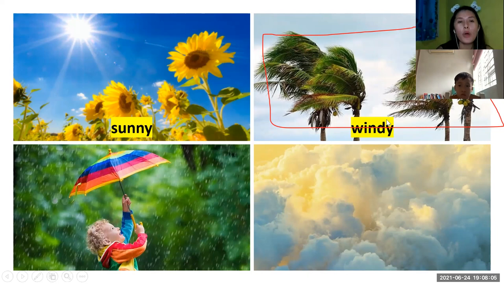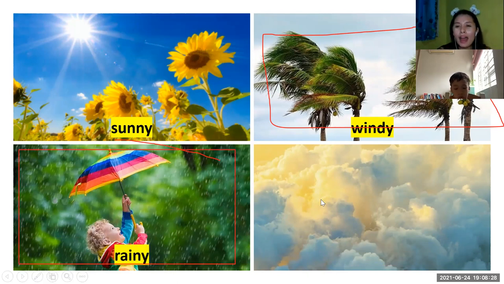Can you see that? Windy. Look at the wind. Very, very strong. So that's windy. How about this one? That's very easy. Look at the girl bringing an umbrella. Okay, that is rainy. Good job. How about the last picture? Can you see the last one, Ben? Okay, there you see it. What's that? It's cloudy.